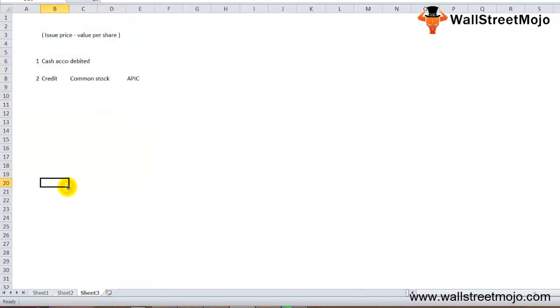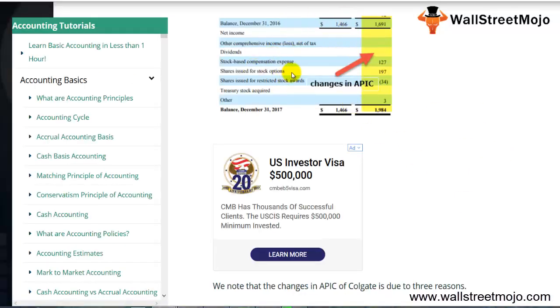Now, I'm going to explain the reasons for the changes in the additional paid-in capital. What are the reasons that lead to changes in the additional paid-in capital on the balance sheet? If you see over here, this is Colgate's example, a Colgate extract. This is a snapshot of the additional paid-in capital on the balance sheet, and we note that the APIC has been changing each year. The changes in Colgate's APIC are due to three reasons. First, the share-based compensation expense is 127 million. The shares issued for stock options is 197, and the shares issued for restricted stock awards is -34.